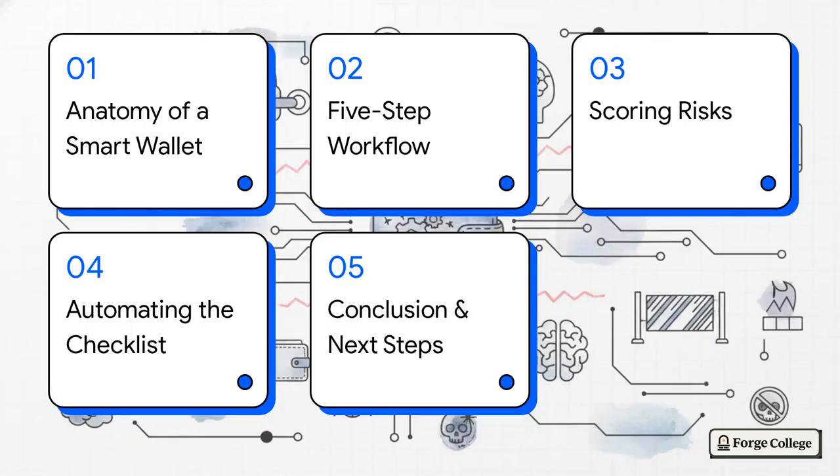Okay, let's just do a quick flyby of the agenda for this explainer. 1. Anatomy of a smart wallet. 2. The 5-step workflow. 3. Scoring risks. And 4. Automating the checklist. Think of this as your definitive engineering cure for that baseline Web3 developer paranoia we all get.